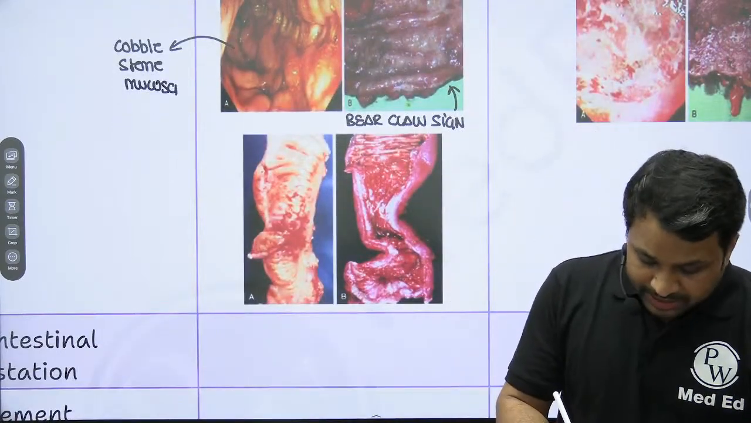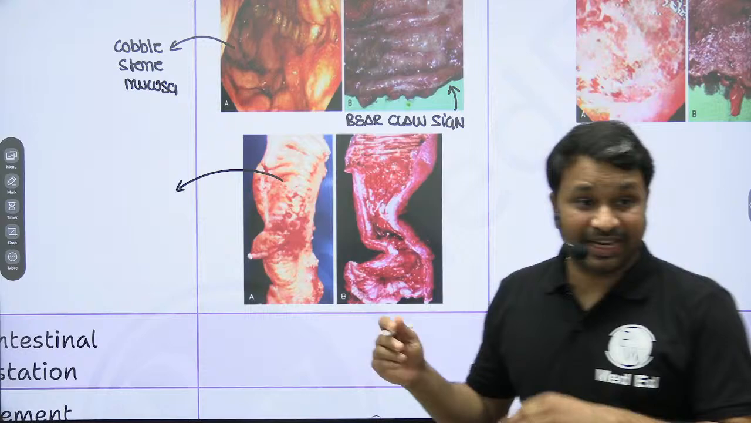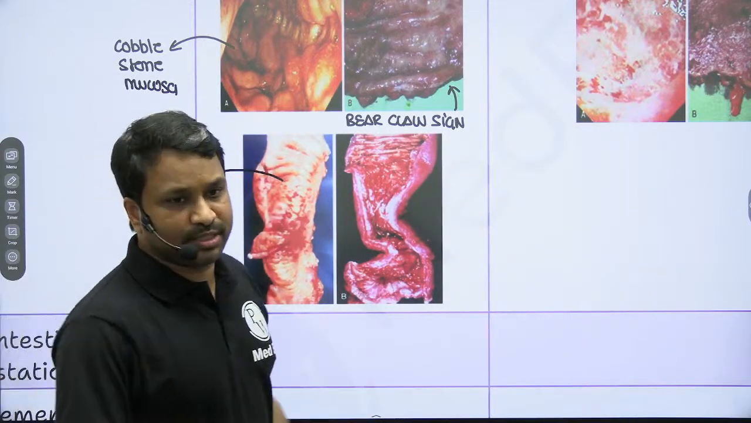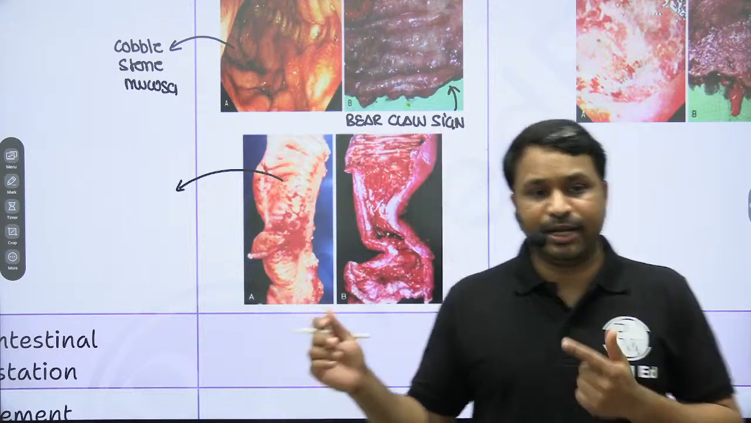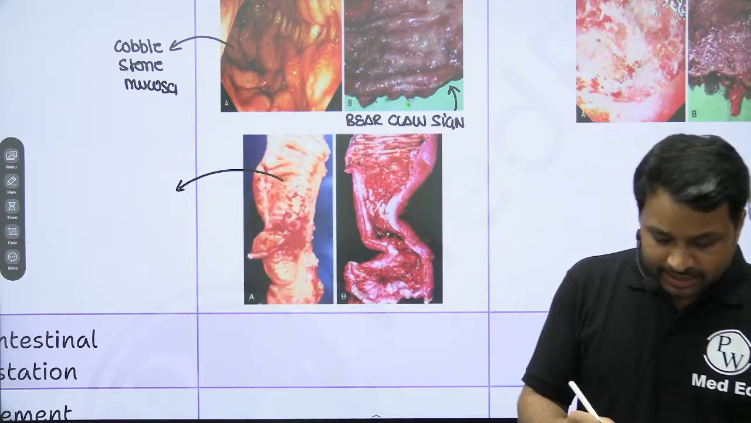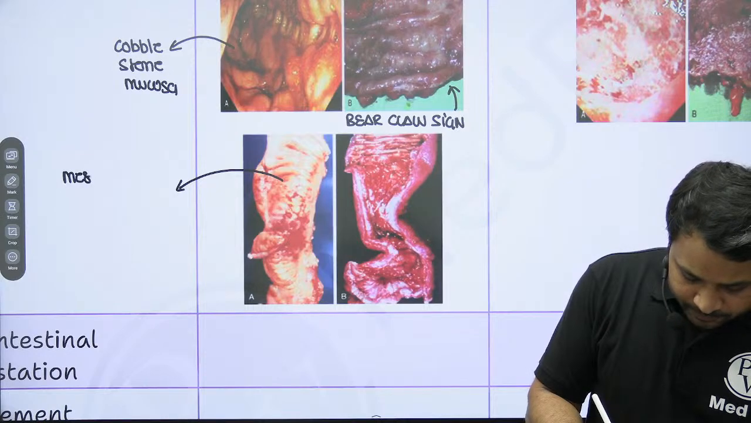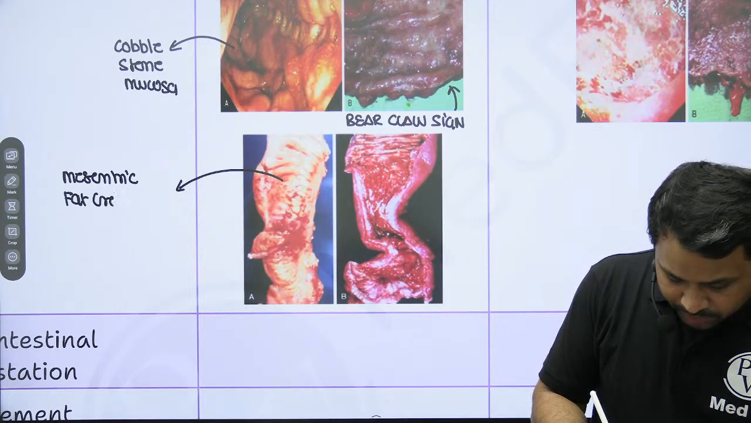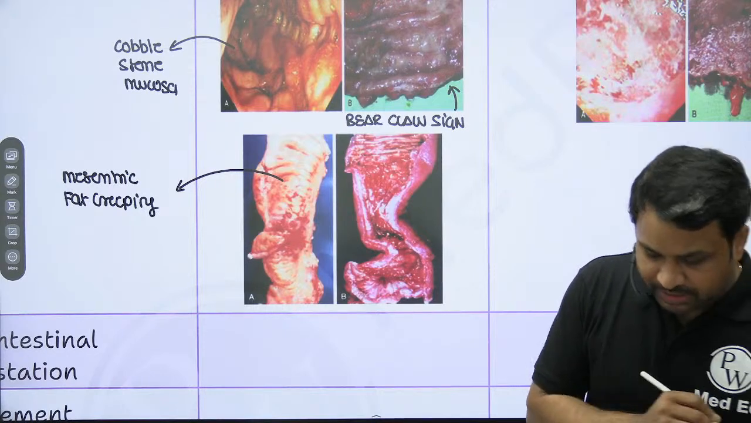Now, can anybody identify this image of Crohn's disease? In fact, intraoperatively, if I see this, I know it is Crohn's disease. What is this? Any idea? Quick feedback. Intraoperatively, if you see this, I'm telling you it is Crohn's. What is that? It is your mesenteric fat creeping.